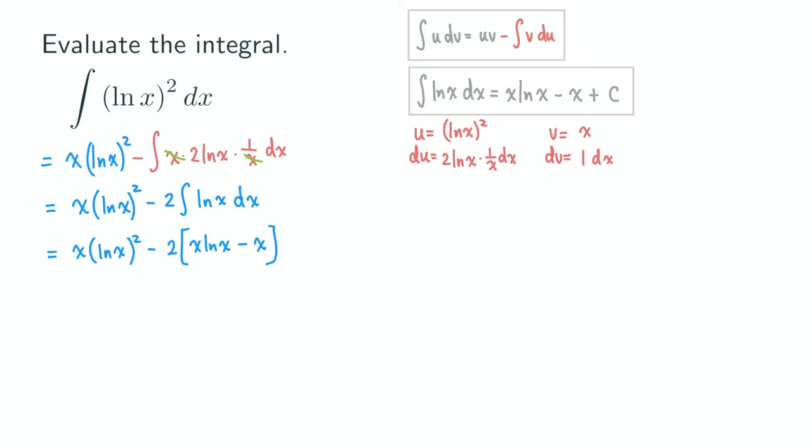So now you can distribute the 2 in there. So we have x times ln of x squared and then minus 2x ln of x. And then you can have what? Negative 2 times negative x, right? So we get positive 2x. And then at the end, we can put down the constant of integration. And so that's our final answer.